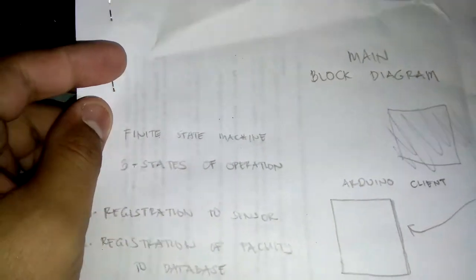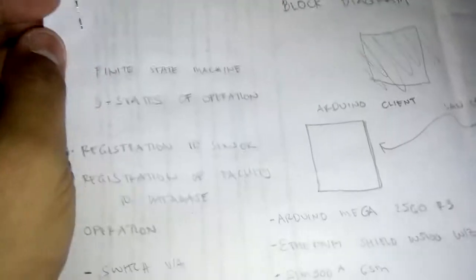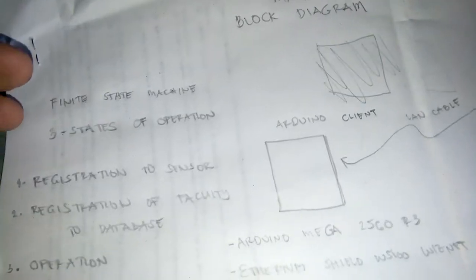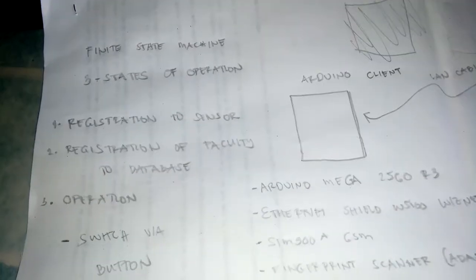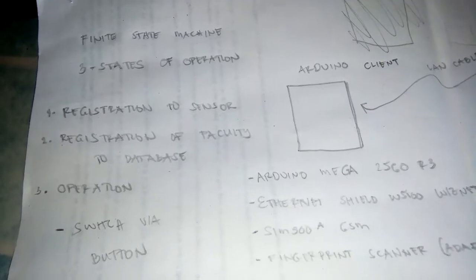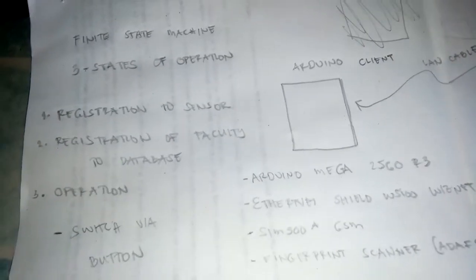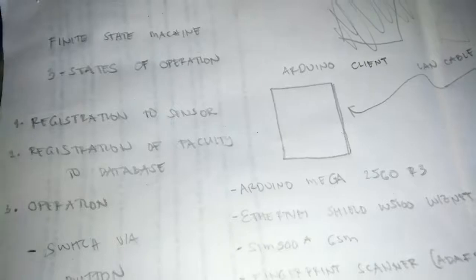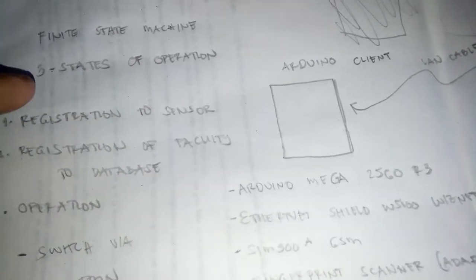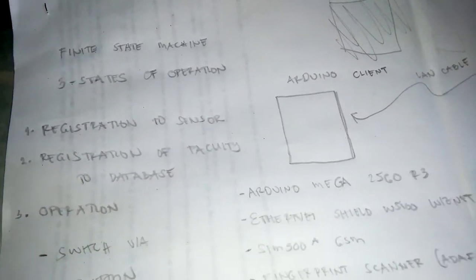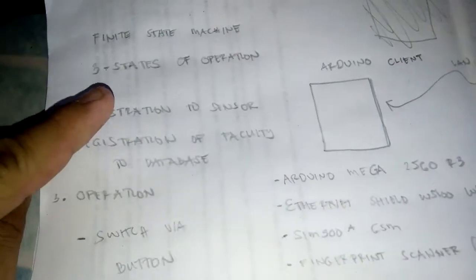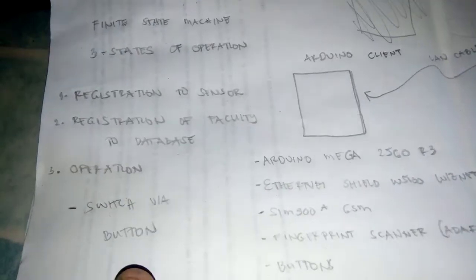So for the second part, we'll be explaining the system states. We'll be building a finite state machine. A finite state machine is a type of machine that has multiple types of operation. It's using different states. Okay, so this system will have three states of operation. The first is registration to sensor. By the way, the three states of operation can be switched by a button.